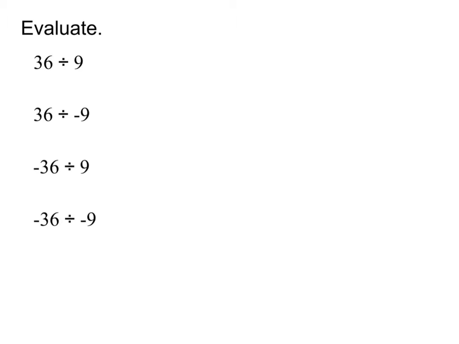Here we're going to be taking a look at dividing with negative numbers. Now, the first problem that you see here, we have 36 divided by 9. That's all positive, so it works the way that those numbers would always have done.